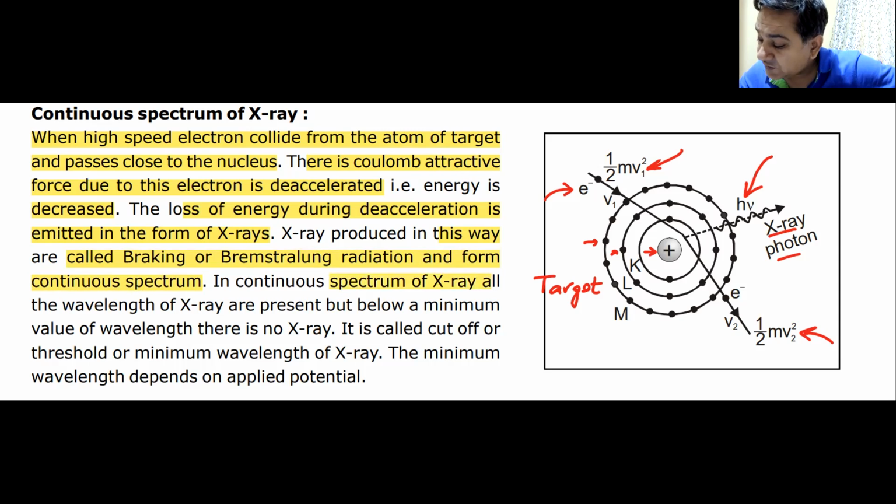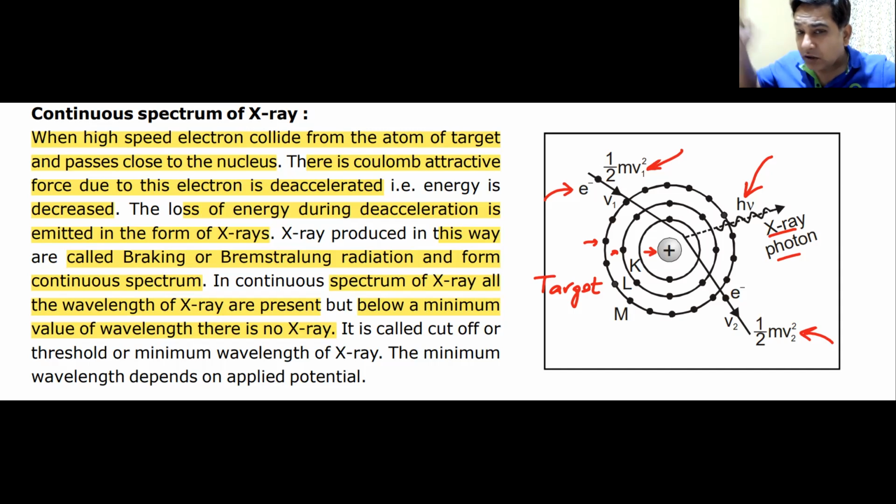In the continuous spectrum of X-rays, all the wavelengths of X-ray are present. Remember this. You understand this, yes or no? Yes, sir. All types of wavelengths are produced, but below a minimum value of wavelength, there is no X-ray. So they have a lower limit. Below that limit, there is no X-ray. Do we understand this?